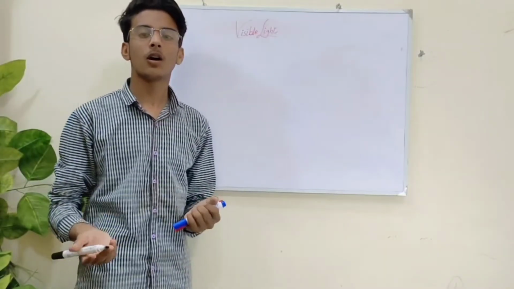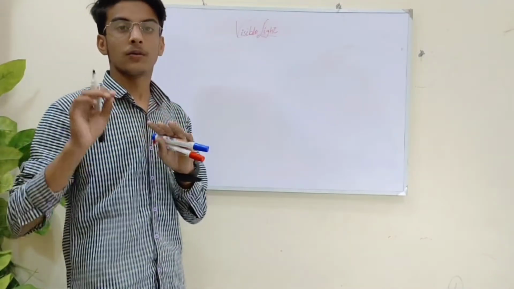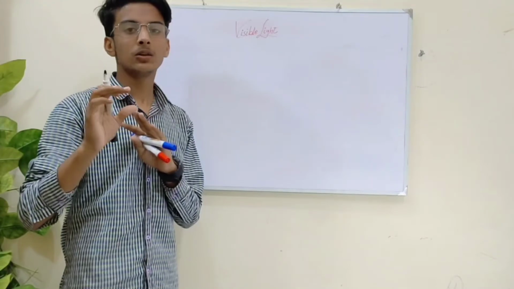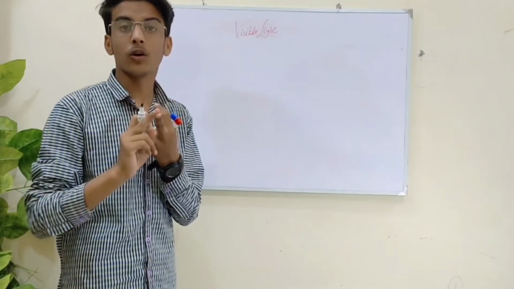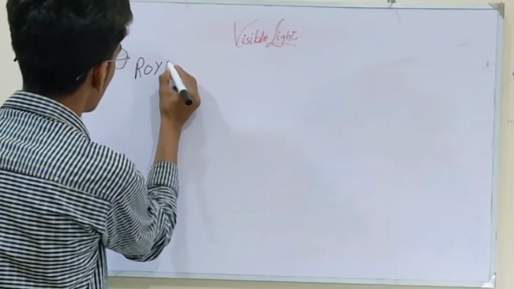Today we will talk about visible light. In visible light, there are seven lights. The simple way to learn those lights is one word, Roji. What's the word? Roji.